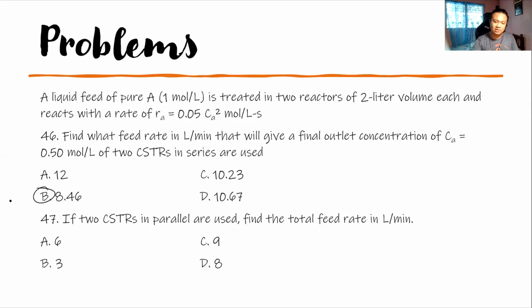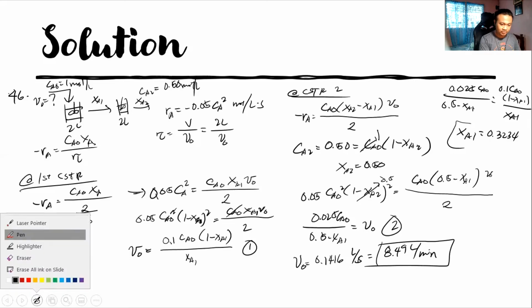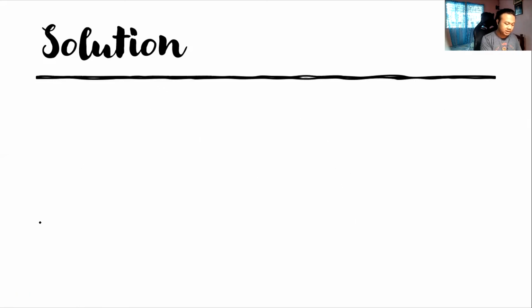Okay, so now we'll find number 47. If two CSTRs are in parallel, let's delete this and make room for number 47. Number 47. So the setup looks like this.